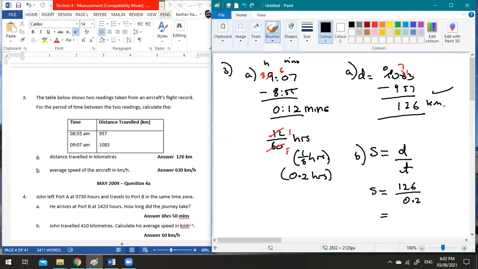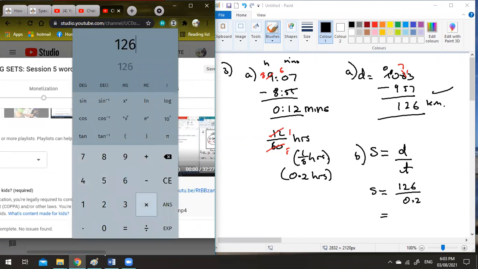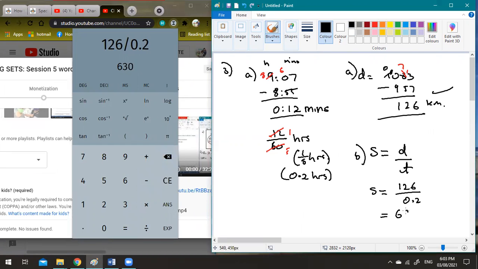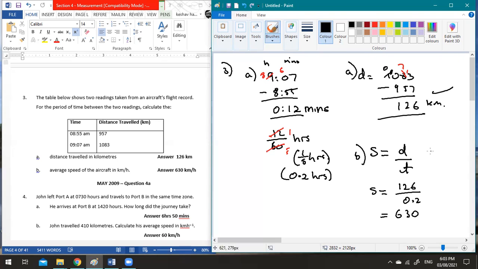So you have to use your calculator. 126 divided by 0.2, 630. And remember the units that we're working with, right? The units for distance in this case is kilometers. And the time is in hours, so it'll be kilometers per hour. km per h. Or km h to the negative 1, sorry. H to the negative 1.